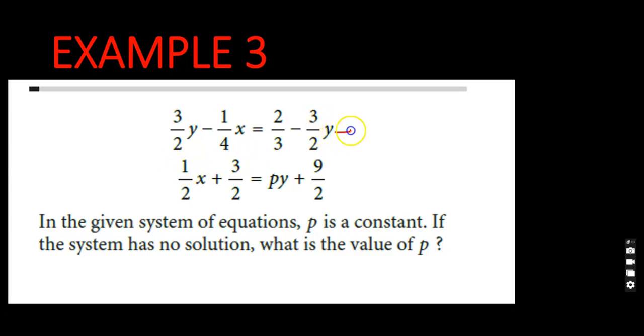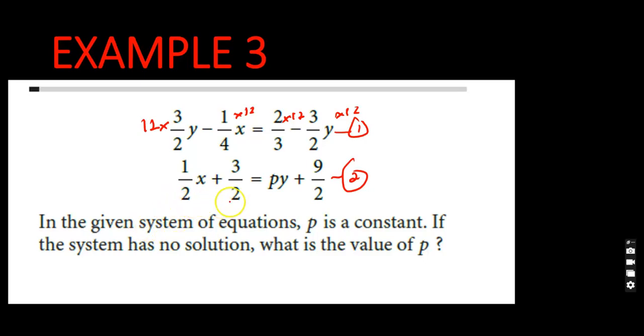So let's say this is question 1, this is question 2. What is the lowest common denominator of question 1? Lowest common multiple, LCM, of question 1, we have 2, 4, 3, 2. So the LCM of 2, 4, 3, 2 should be 12. So I multiply each term by 12.